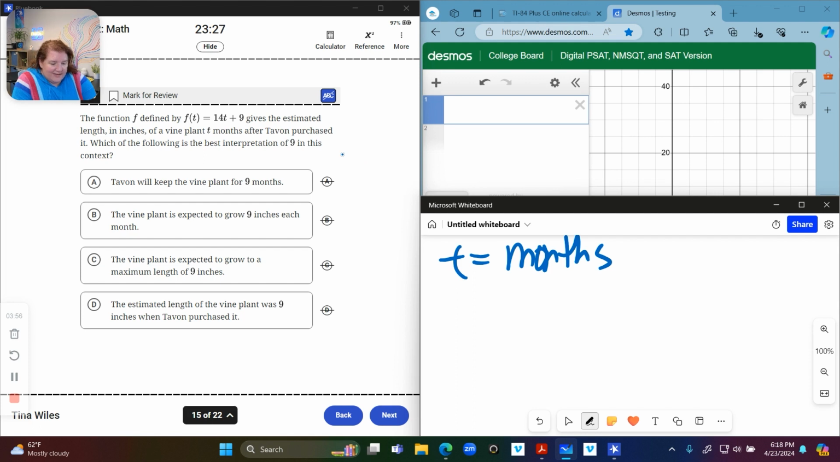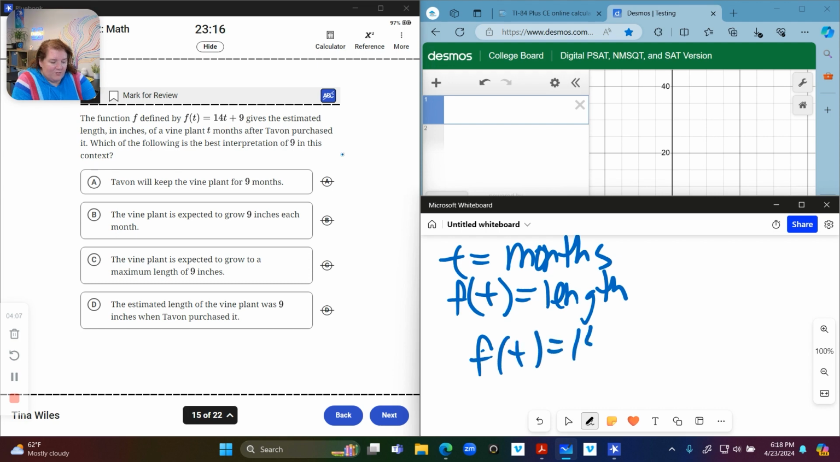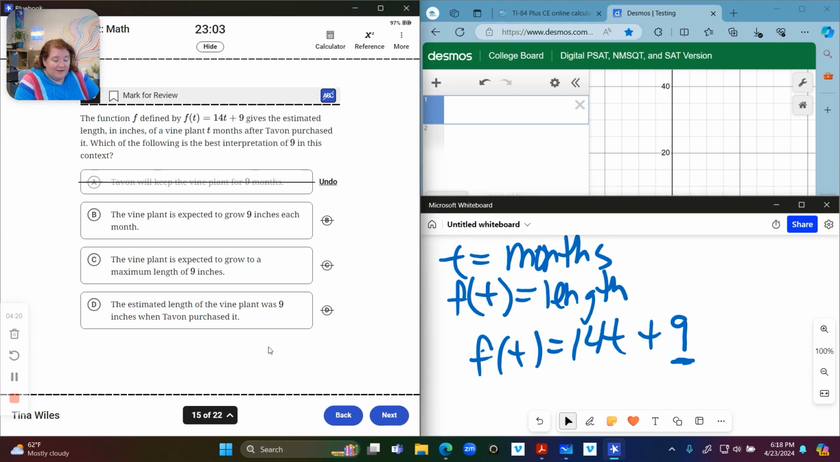So it says f of t is the length. So if I have f of t equals 14t plus 9, and they want to know what this is, well, it's going to have to do with the length. Okay, so it's nothing to do with the t, so it's nothing with the months. And the vine plant is expected to grow 9 inches each month. Okay, that's at least with the length.